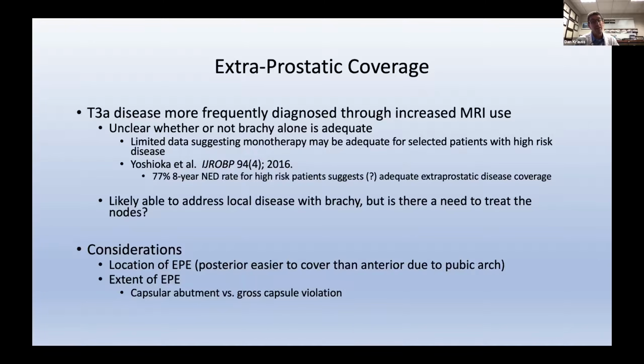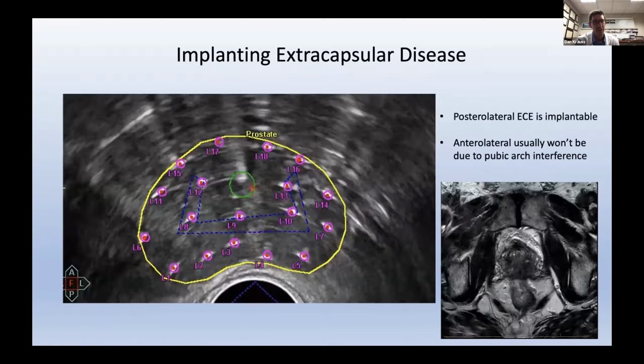You always have to consider the location of the extraprostatic extension and the extent of the extraprostatic extension. If you just see capsular abutment, where you get a radiology report saying there's suspicion for it, I'm very comfortable doing monotherapy if that's a patient with Gleason 7 disease. If it's gross and you see a large mass just blasting right through the capsule, I'll usually do combination therapy.